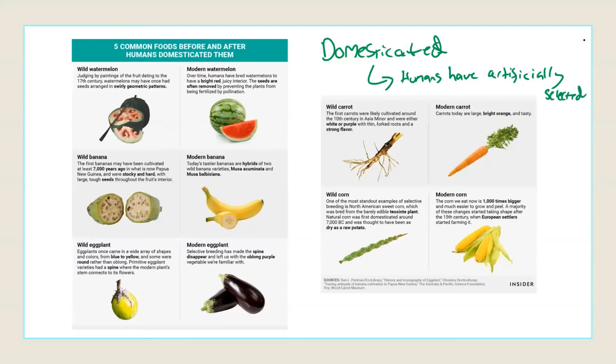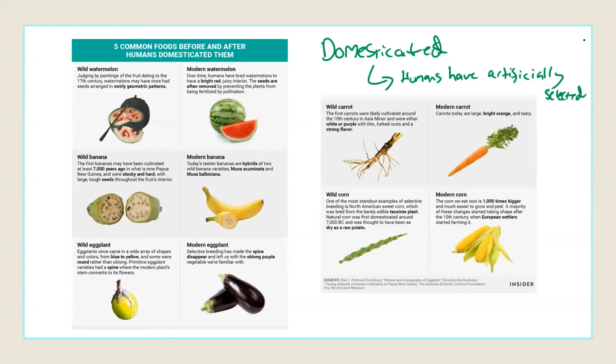So let's have a look. The one on the top is the wild watermelon. I look at that, like, what the hell. But if you compare that to the modern watermelon, they are similar. So judging by paintings by fruit dating to the 17th century, watermelons may have once had seeds arranged in a swirly geometric pattern, which is kind of cool.